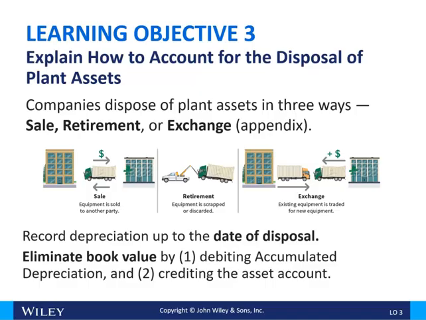Next, we're going to learn about how to account for the disposal of plant assets. There are 3 ways we can dispose of a plant asset. We can sell it, we can retire it, or we can exchange it. We're not going to talk about the exchange. If you're really interested, it's in the appendix of the book, and you can read and learn about it, but we don't need to know it in this class.